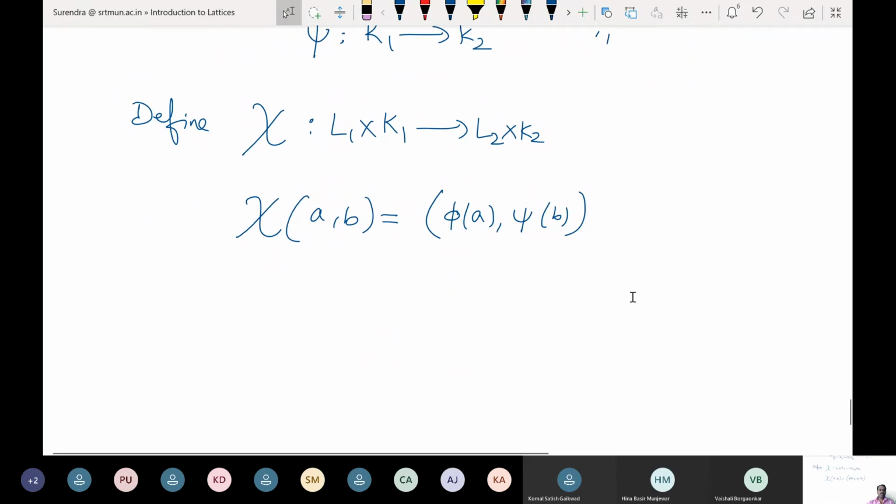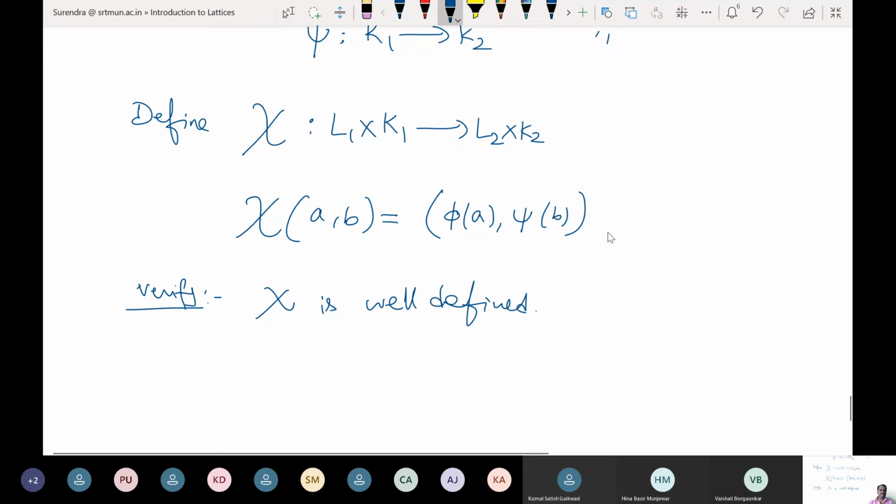Then you have to only verify this chi. Verification of chi is not a difficult one. Chi is well defined. What is meant by well defined? Whenever (A, B) is equal to (C, D), then chi of (A, B) is equal to chi of (C, D). You have to show that, which is not at all difficult. Using the fact that phi and psi are well defined, you can easily get it.